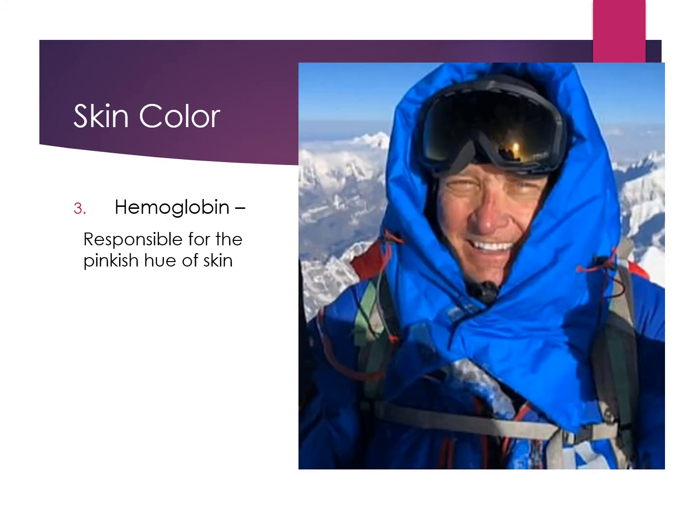Hemoglobin is the protein in red blood cells that makes them red and helps them transport oxygen throughout the body. Hemoglobin in blood vessels close to the skin gives the skin a pinkish hue, like this that you see in this image of Ed Doring.